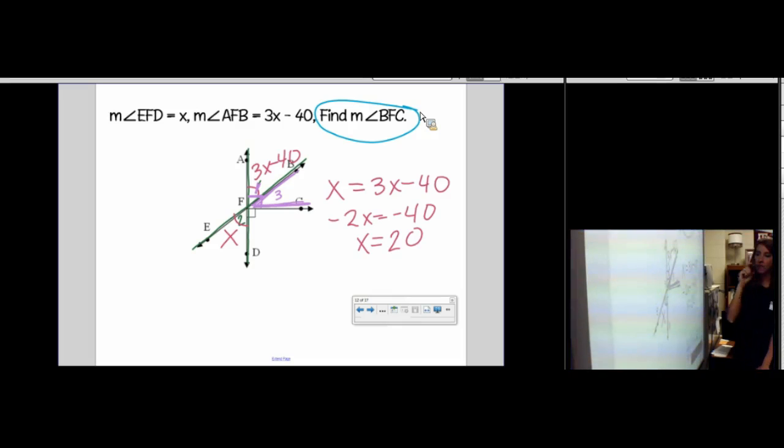So, if I can take my 20 and plug it in here, all I have to do is subtract from 90, and I'll know my answer. Very good. So 3 times 20 minus 40 is 20. So this is a 20-degree angle. 90 minus 20 is 70. The answer to the problem, BFC, is 70 degrees.